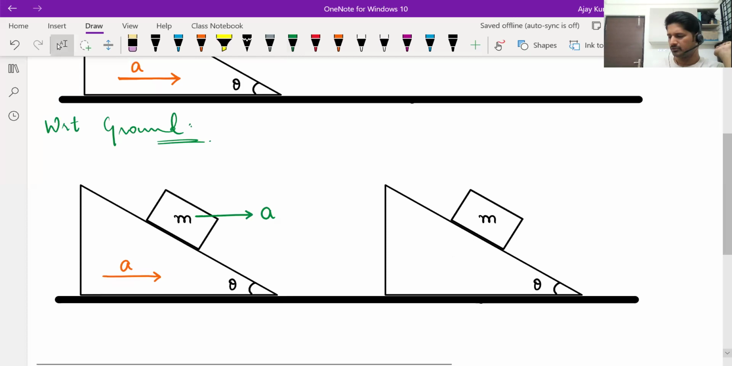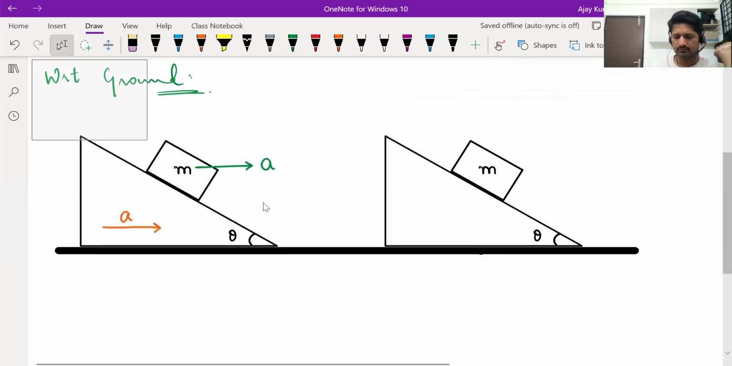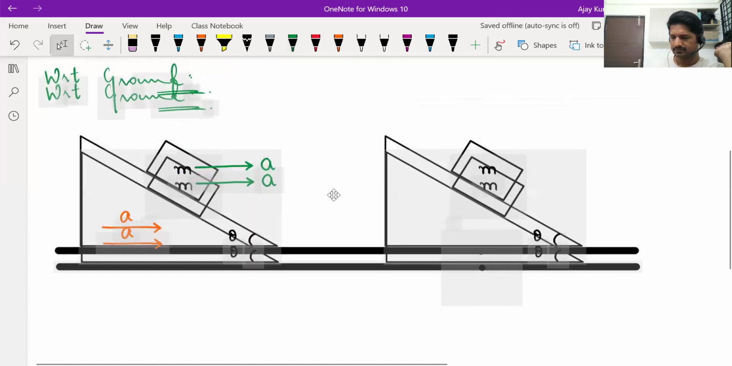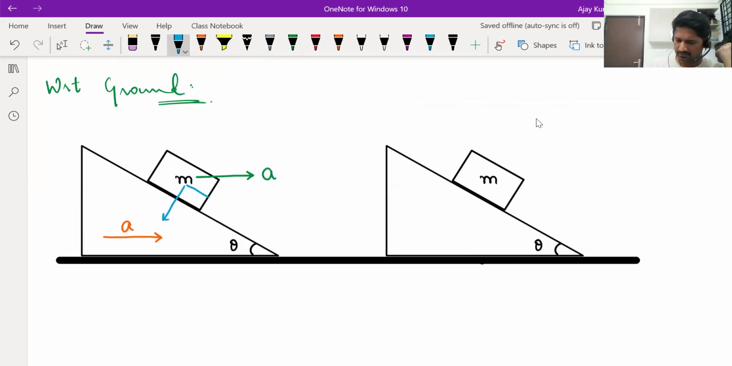Can any of you tell me the forces acting on the block? Normal and weight, sir. Weight and normal force. Okay. Weight can be resolved into two components, mg cos theta, mg sin theta. Normal force will be acting.